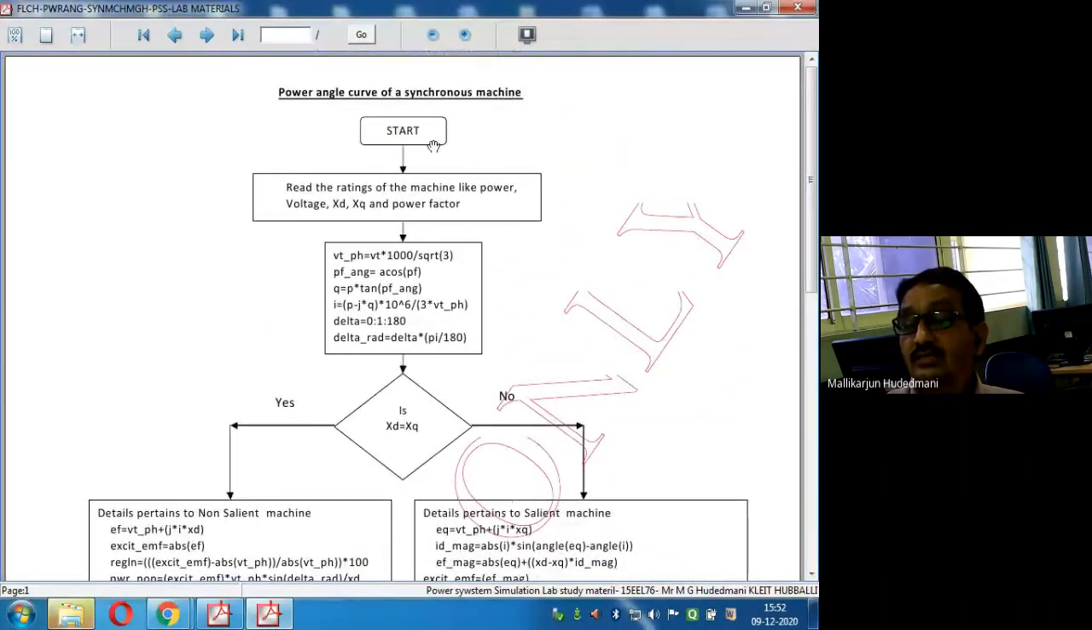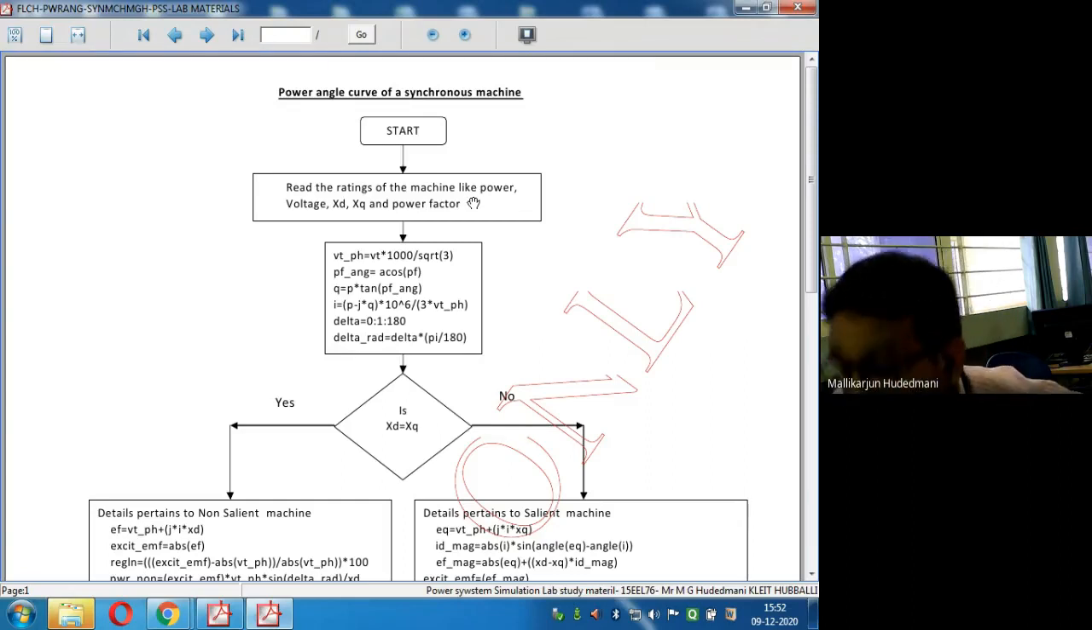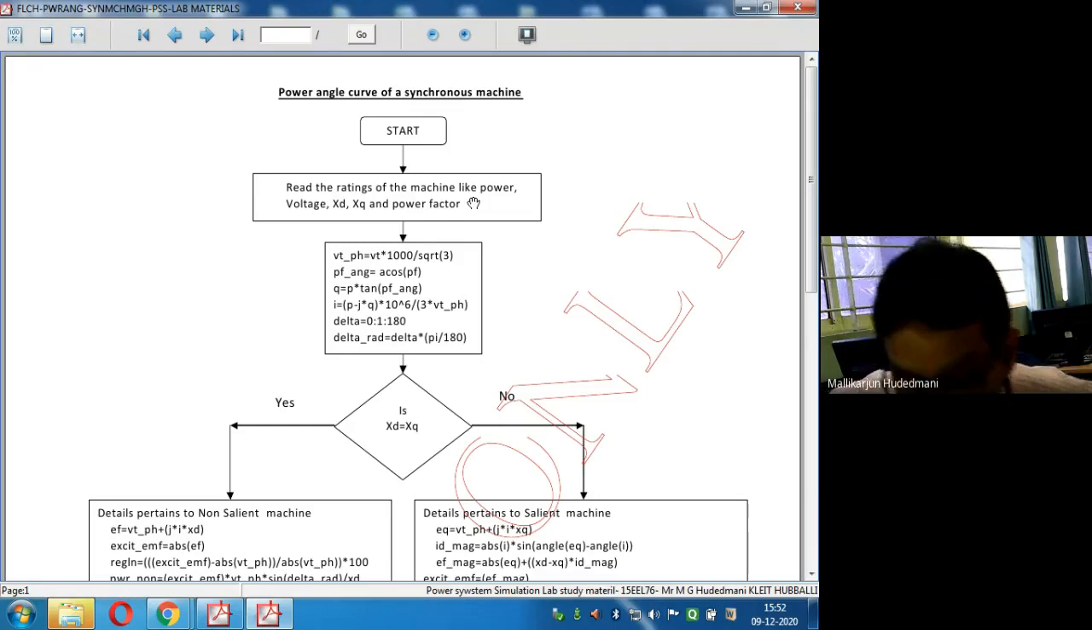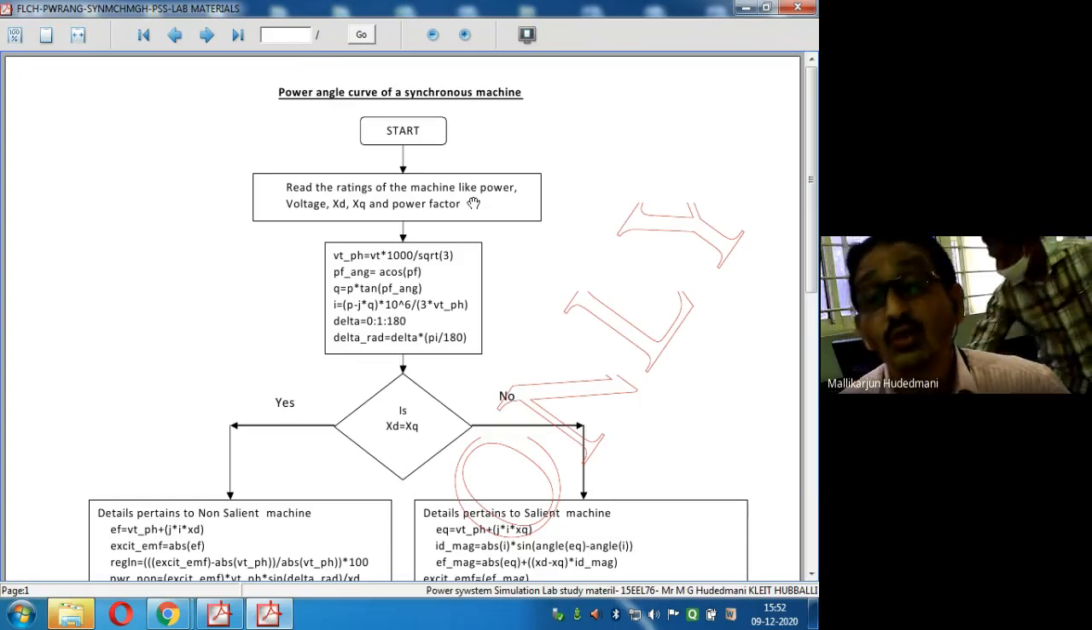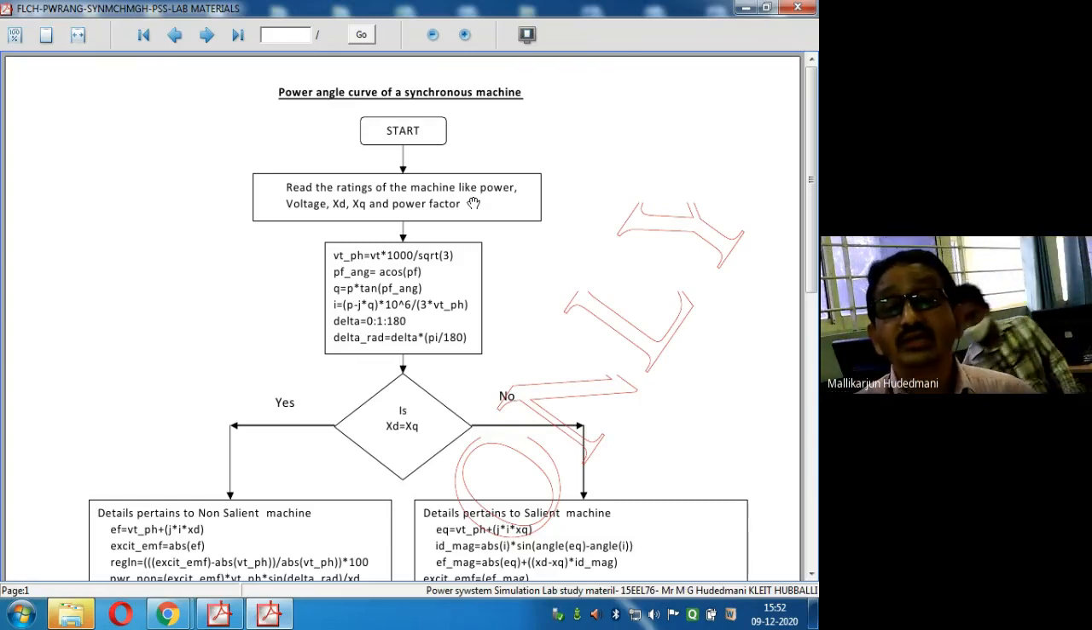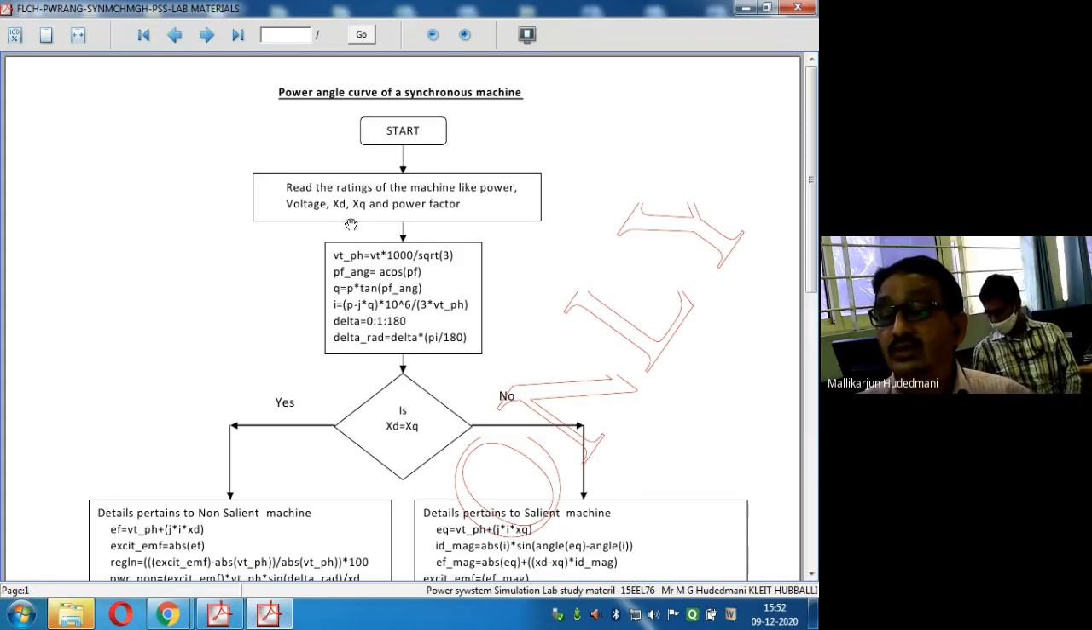Start. I start with the computation tool. Read the ratings of the machine, like the problem. What was the problem? A 60 MVA, 34.64 kV synchronous machine operating at 0.8 PF. XQ was given to you as 9.33, like that. All those data I have to read into simple variables like voltage, power, XD.